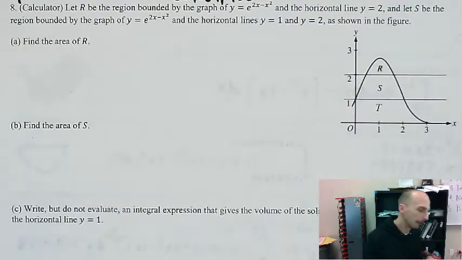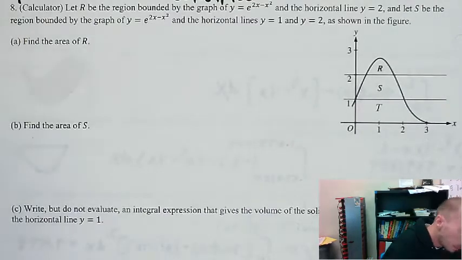All right, I'm back. Let's keep going. So this one, R, S, and T. R is bounded by e to the 2x minus x squared, and y equals 2. S is going to be parts of the curve, and y equals 1 and y equals 2, and then T is just everything below that, I think. Okay, so perimeter of T, that should be interesting.